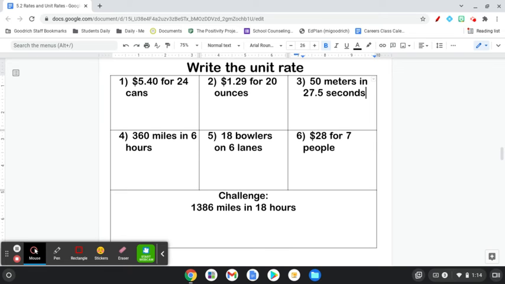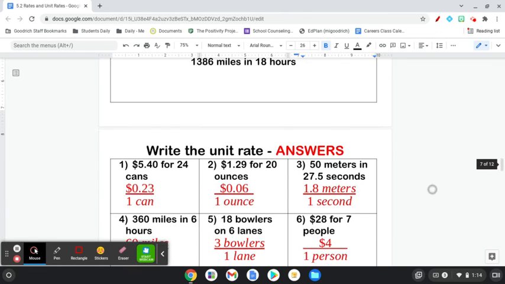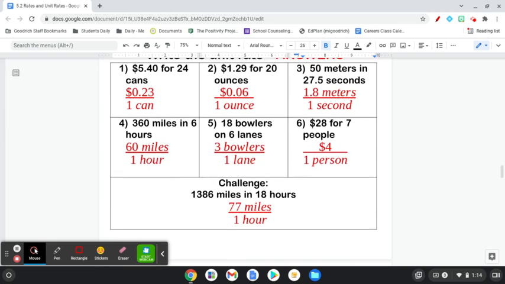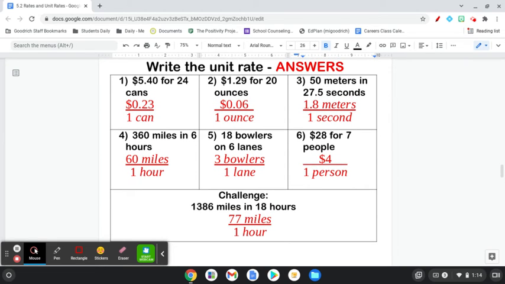And here are the correct answers. As you can see in all of these, we have labels. So how much for 1 can, how much for 1 ounce, how far in 1 second. All of our denominators you can see here are 1. That is the definition of a unit rate.